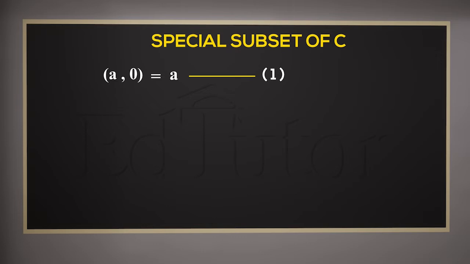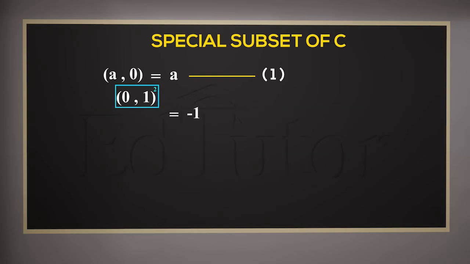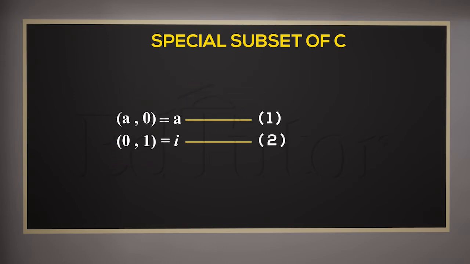Now, what if we set the real part as 0 instead? Like this pair, (0, 1). Square it and apply the product formula. Then, a little simplification will bring you this, which is nothing but just -1 according to our previous finding. Now, if the square of (0, 1) is -1, then the same ordered pair without the square would be the square root of -1, or iota, right? This is the second important finding. Let's label it as 2.